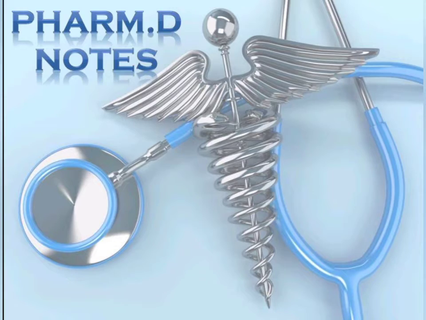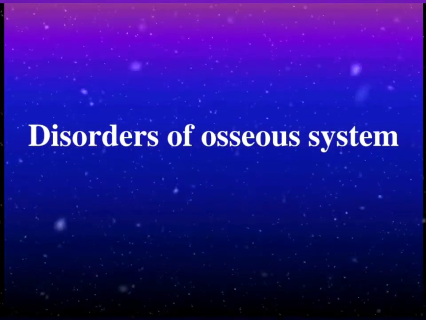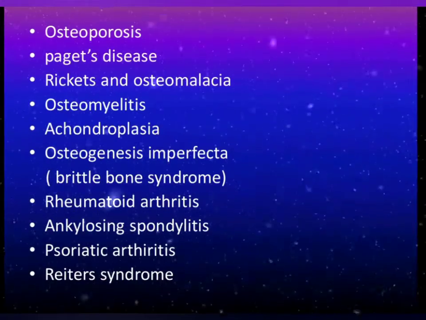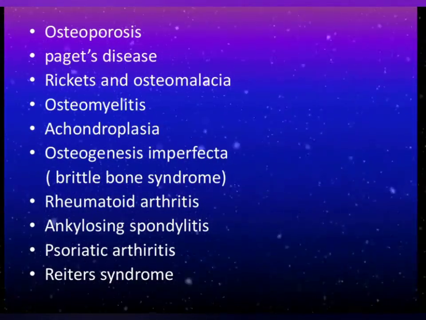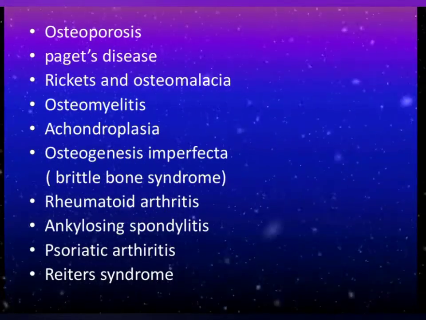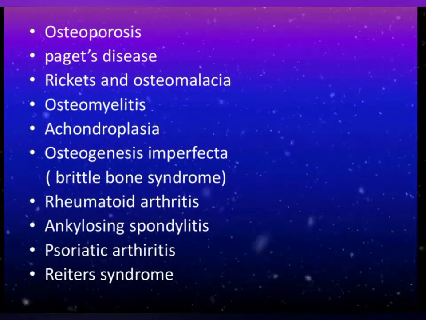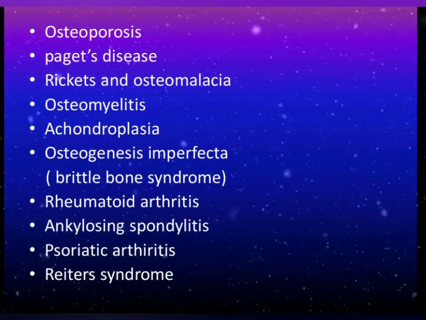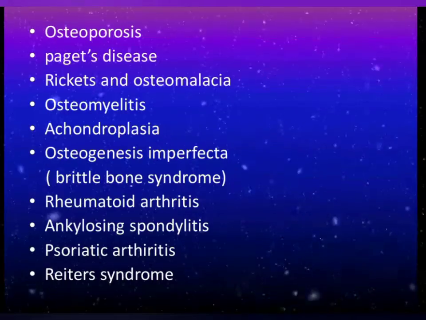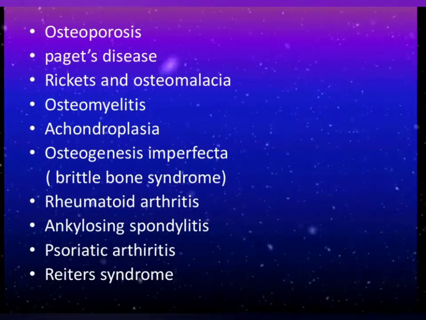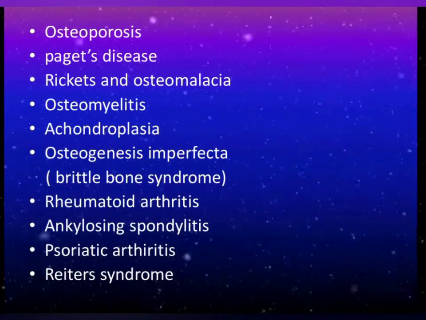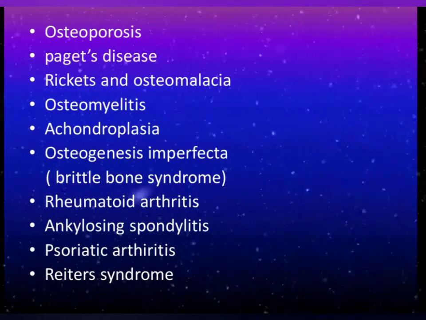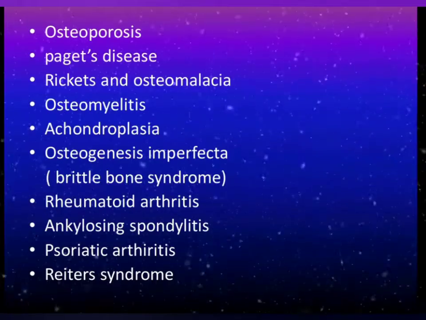Today our topic is disorders of the osseous system, or diseases of the osseous system. Now let us know about a few disorders of the osseous system. Those are osteoporosis, Paget's disease, rickets or osteomalacia, osteomyelitis, achondroplasia, osteogenesis imperfecta, rheumatoid arthritis, ankylosing spondylitis, psoriatic arthritis, Reiter's syndrome.